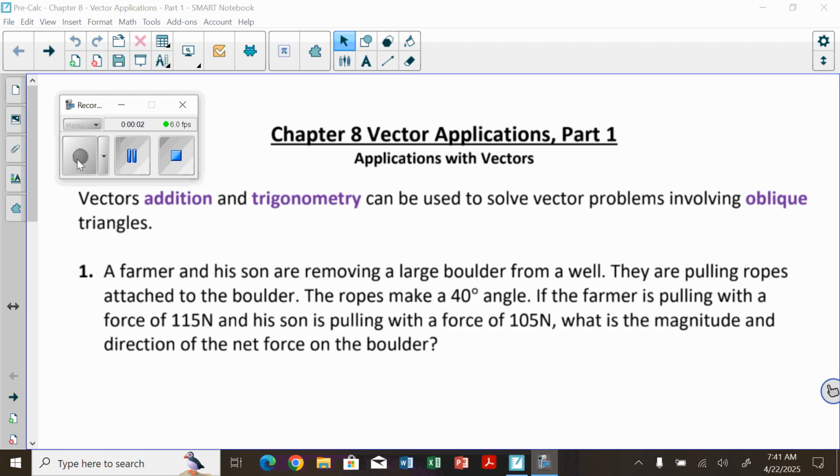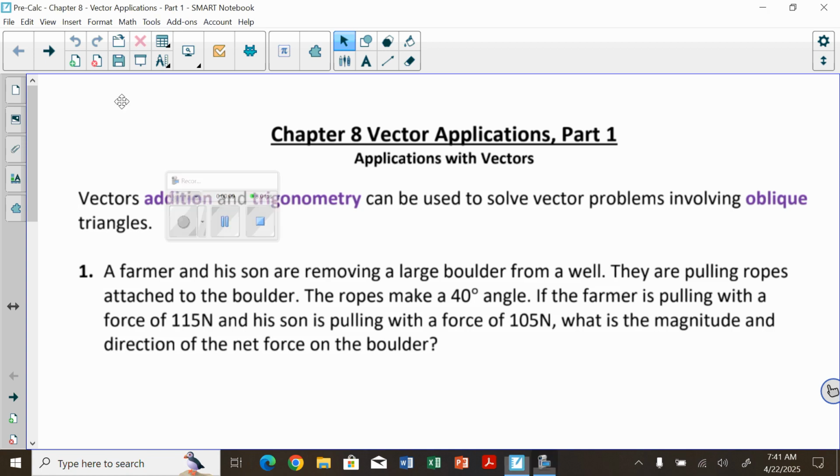All right, pre-calc. Next section. This section is just kind of talking about applications of vectors and how we can use them. And so this is part one. There's going to be two parts of this, and this can be a little bit tricky at times.